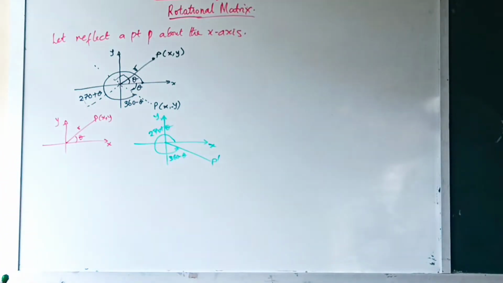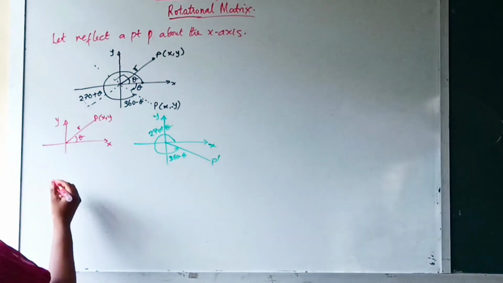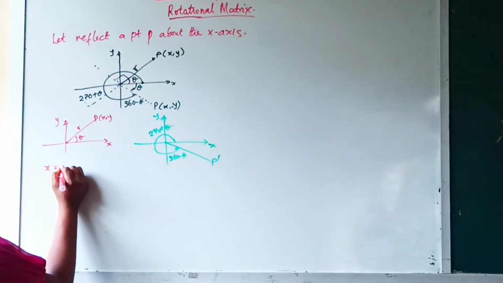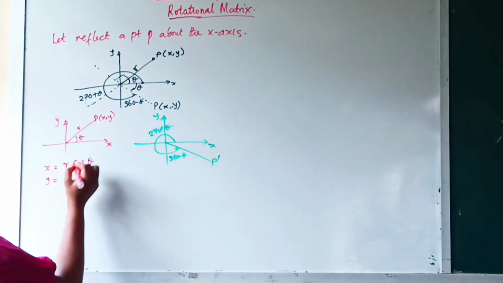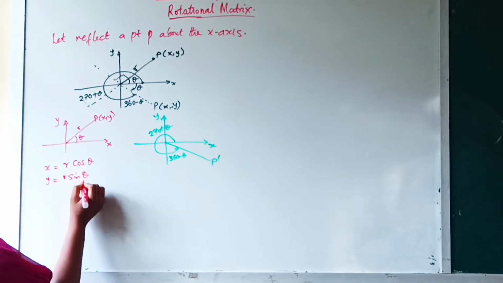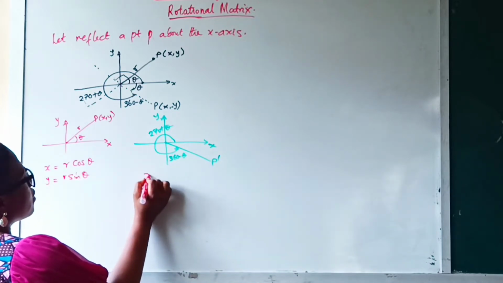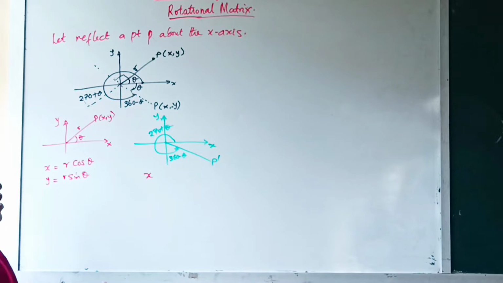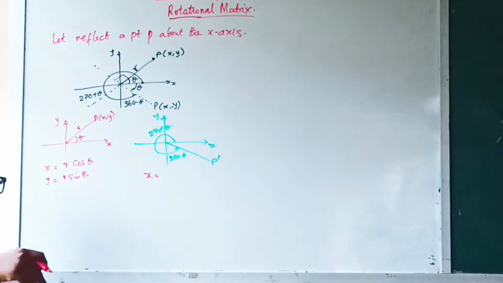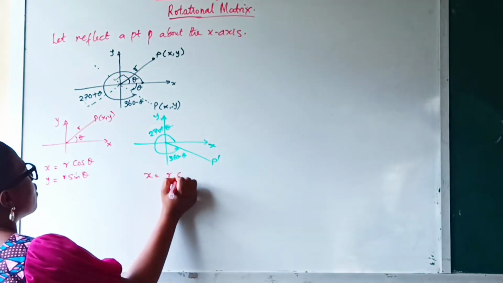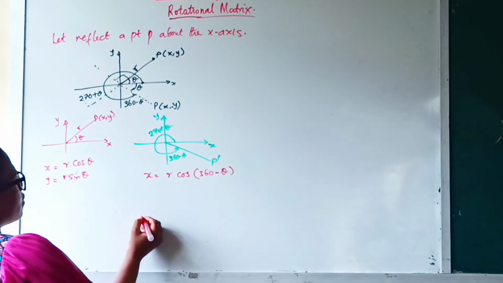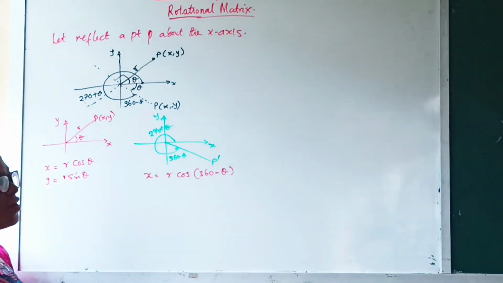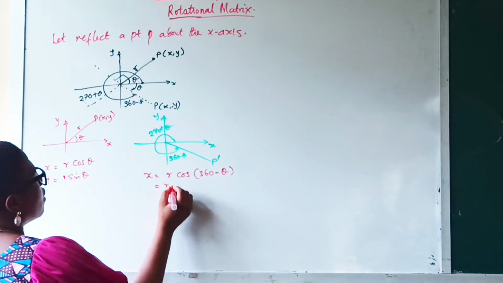Okay? So we know that x is equal to r cos theta and y is equal to r sin theta. Here we have that the whole angle is 360 minus theta, not just alpha. So we have r cos 360 minus theta. We should go ahead and simplify. So this is equal to r cos.